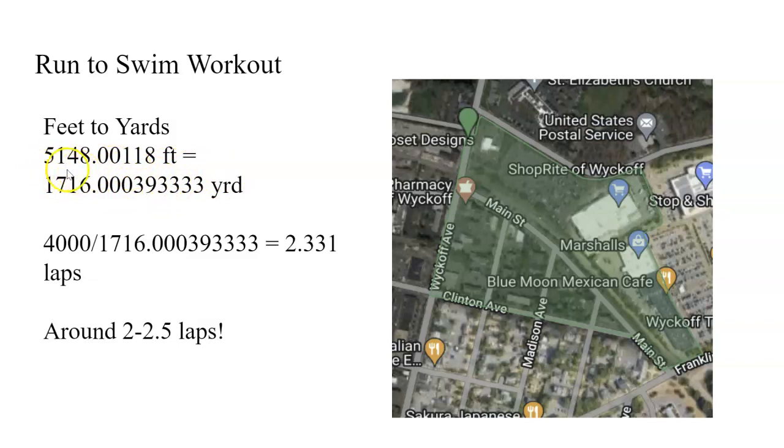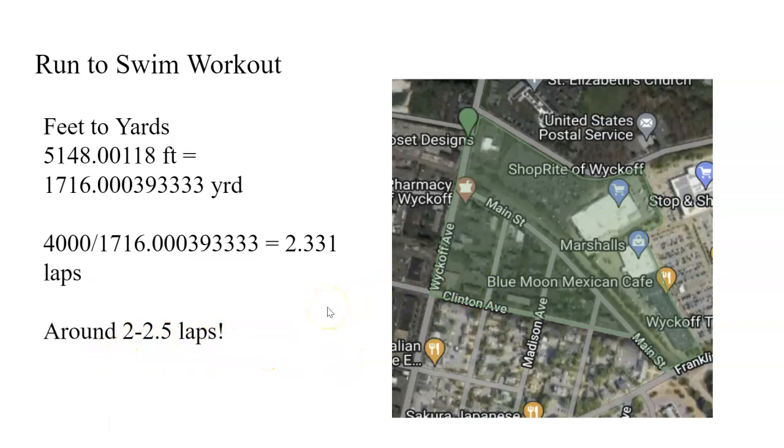So this amount of 5,000 feet converts to around 1,716 yards. So in order to find out how many laps of this trail would equal 1 swim practice, it would equal around 2.3 laps after you divide the total amount of yardage by the amount of yards that the trail is. So like I said here, around 2 to 2.5 laps.